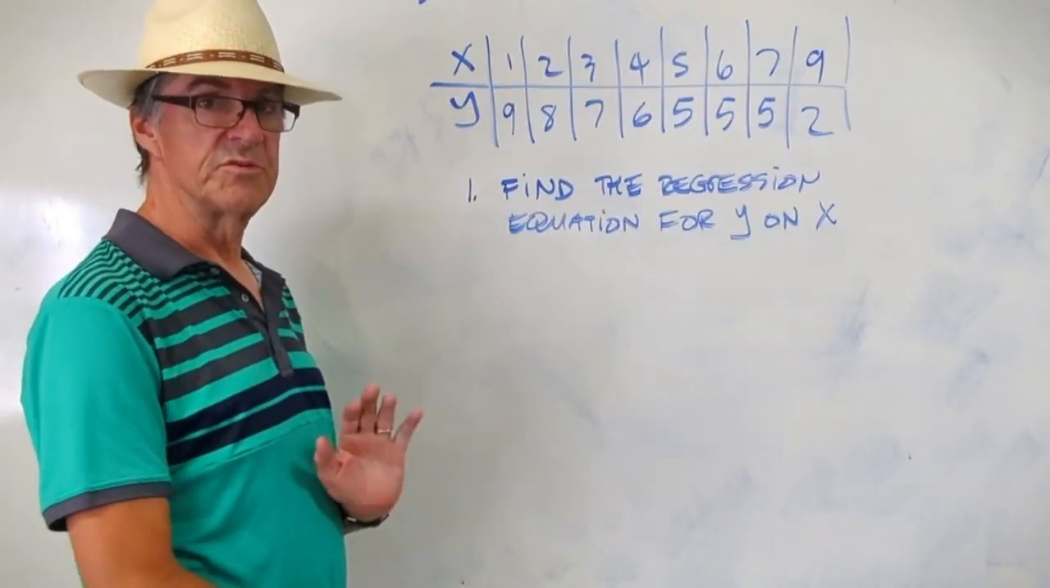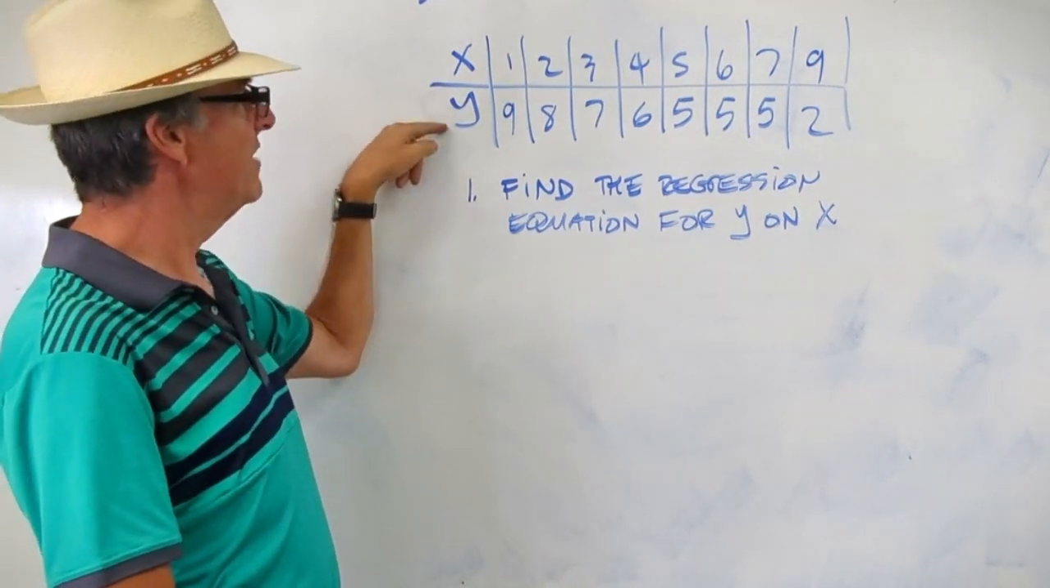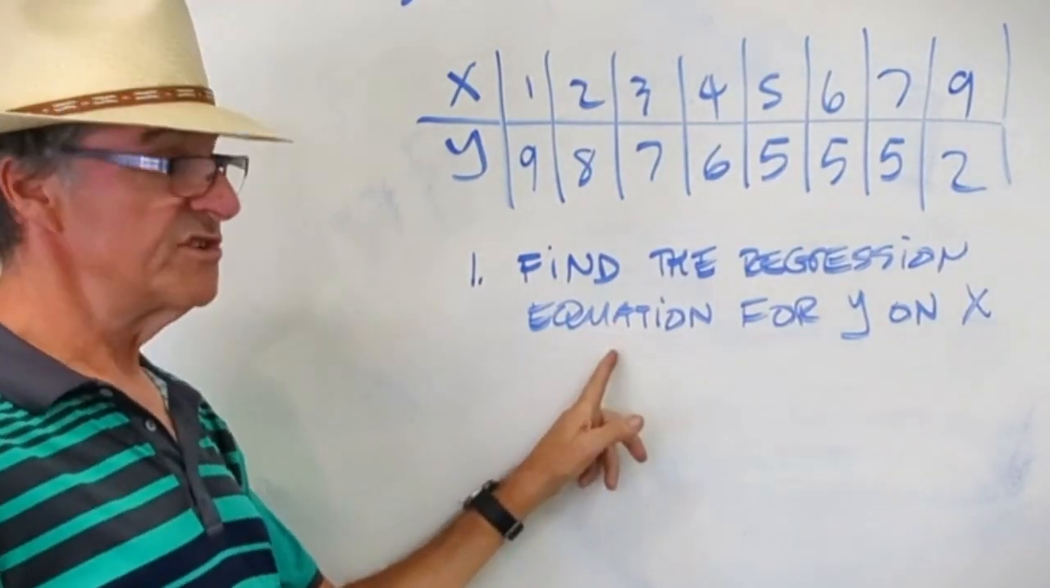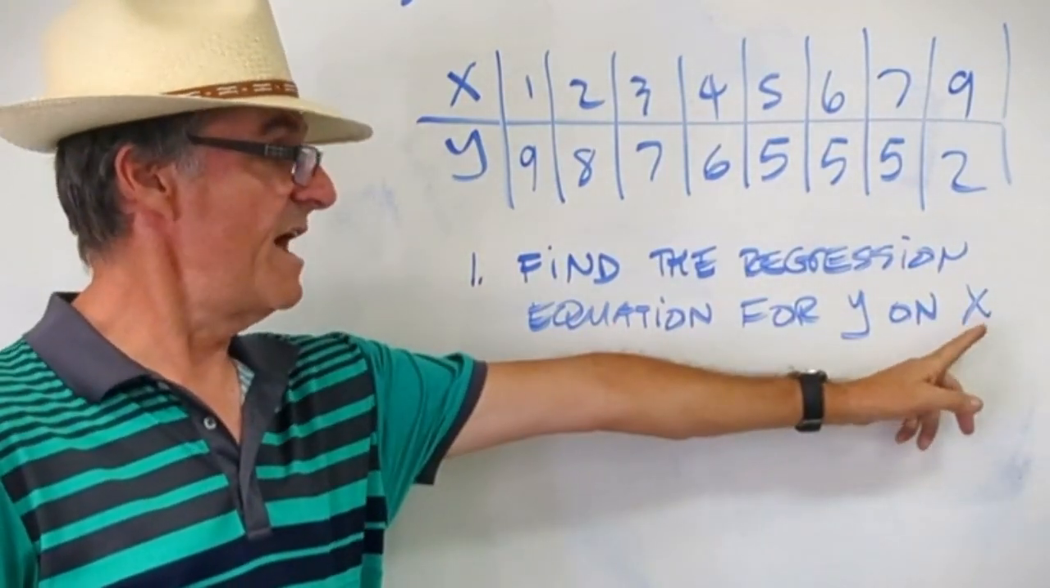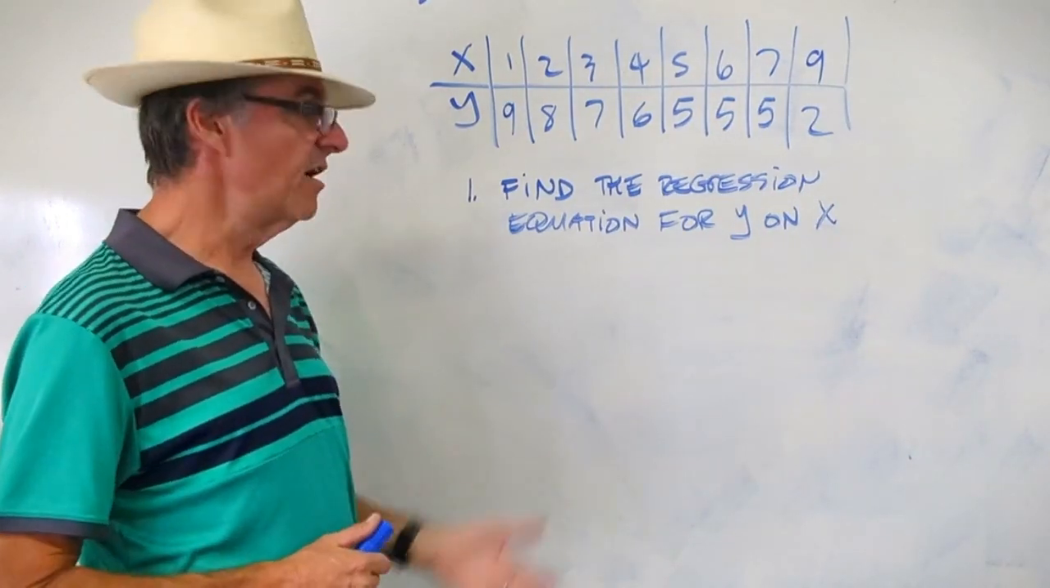Okay, a little more practice with your calculator. So here's a data set. There's no scenario here, it's just x and y values. What I want you to do is use your calculator to find the regression equation for y on x. So pause the video, pull out your calculator, do all the steps, put it in there, and come back.